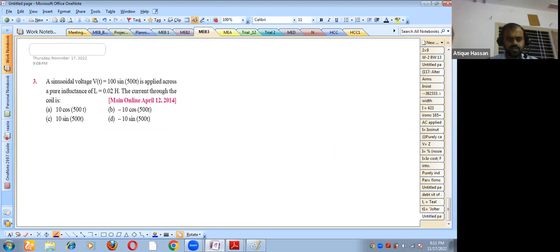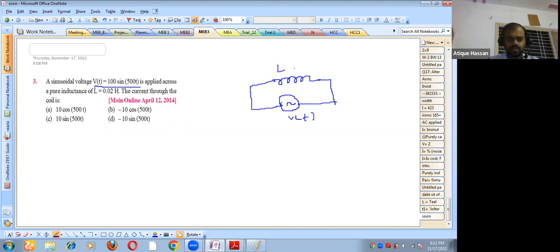We have been given a sinusoidal voltage, Vt equal to 100 sine 500t, applied across a pure inductor. So suppose we have an inductive circuit to which the given voltage is applied. Therefore, it is Vt. Inductance is given. So we have to find the current. How will we calculate the current?